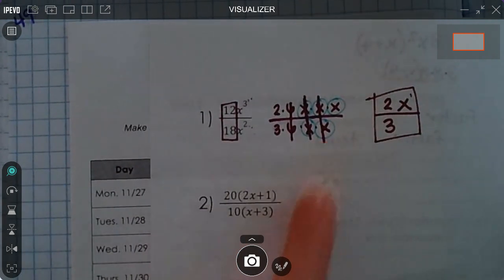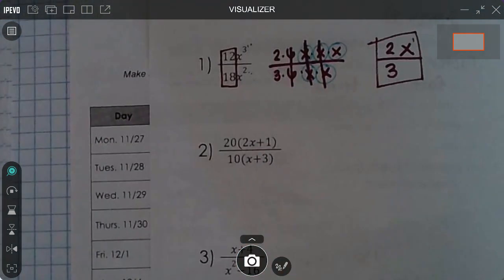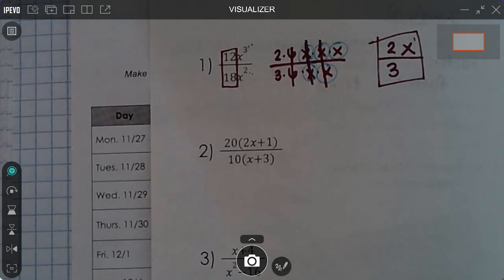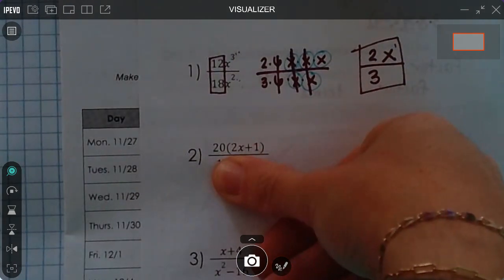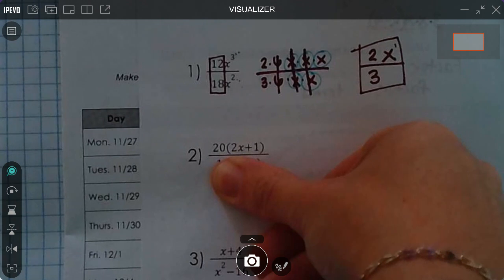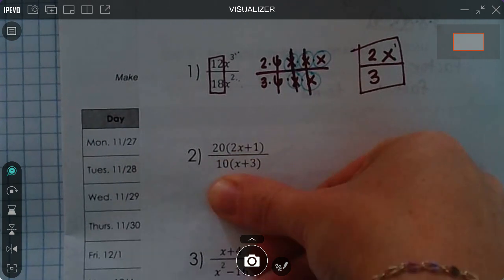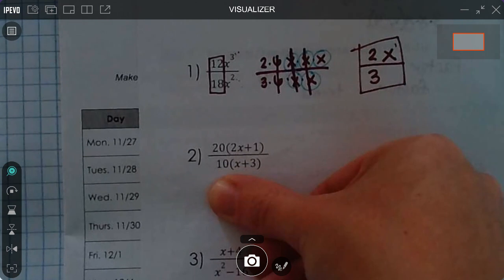Okay? All right, look at number 2. Can I factor any more on the top? They've already factored a little bit for you. Can I break down 2x plus 1 any? Mm-mm. What about the bottom? No. So they factored everything possible, okay?